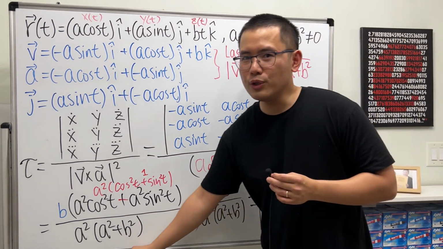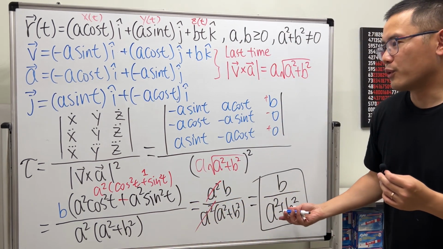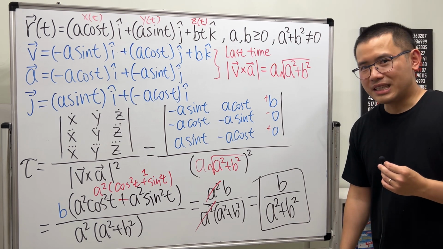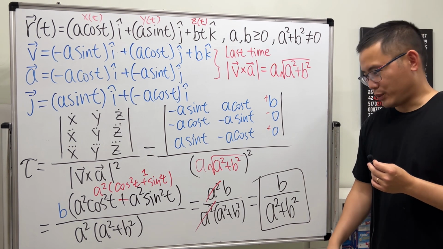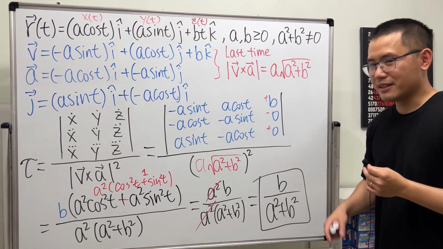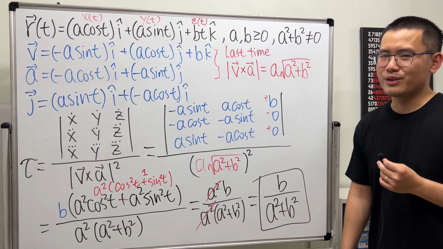Because what was the torsion? Well, of course, this is the torsion. I mean, what was the curvature? The curvature is when we have a on the top. The torsion, now we have b on the top and then divided by a squared plus b squared. Very nice.